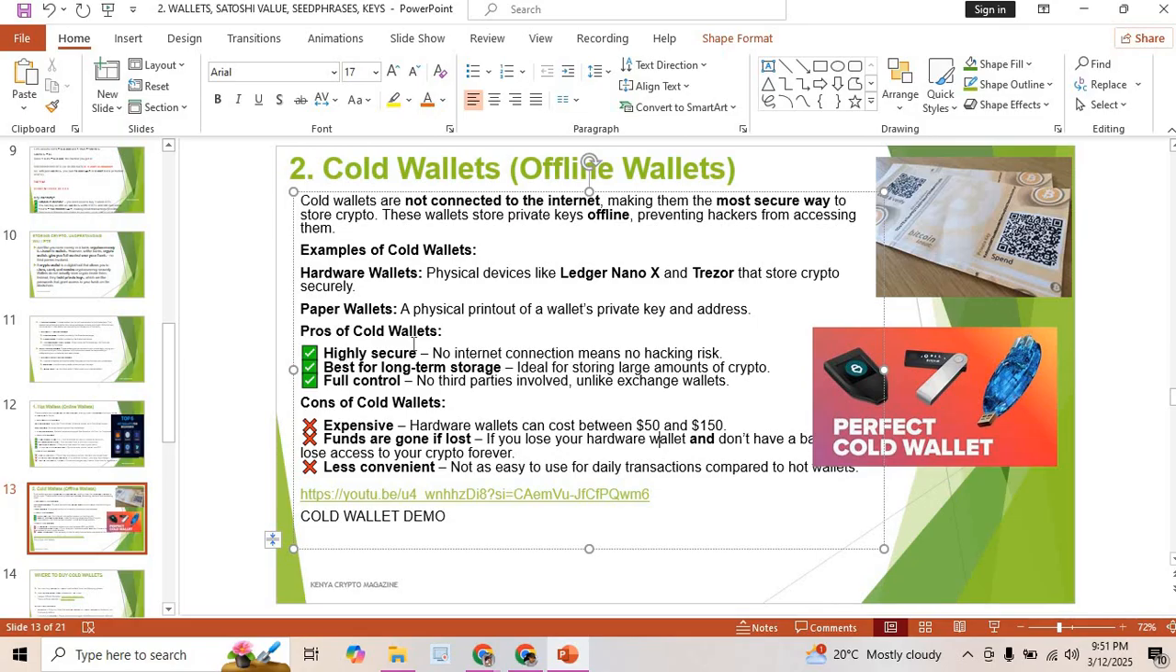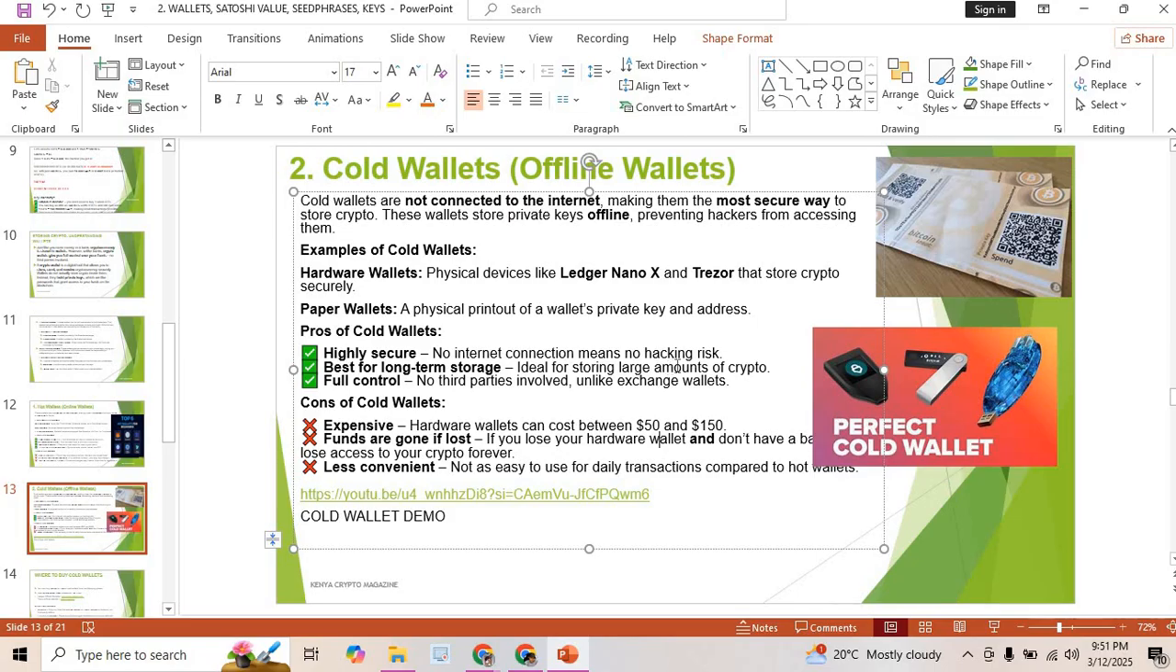Perfect. So, having seen that, now we can fully understand how cold wallets operate. So, let's go to the advantages. Like we've just seen, they are highly secure because they are offline. Then, best for long term storage, ideal for storing large amounts of crypto.